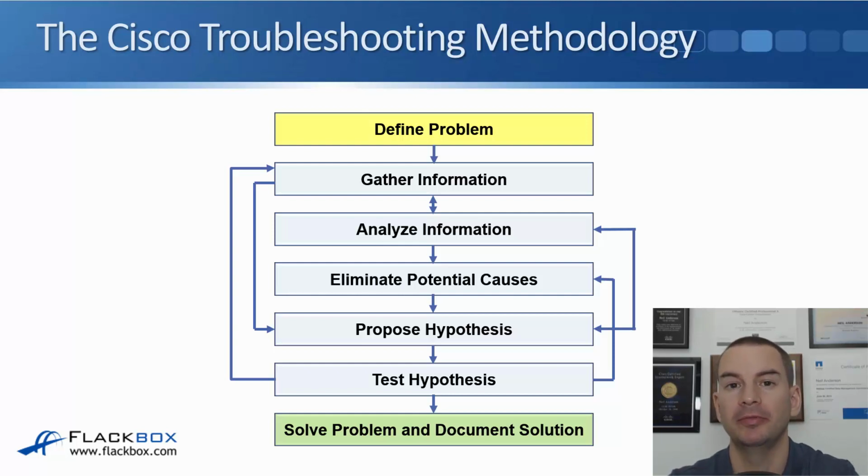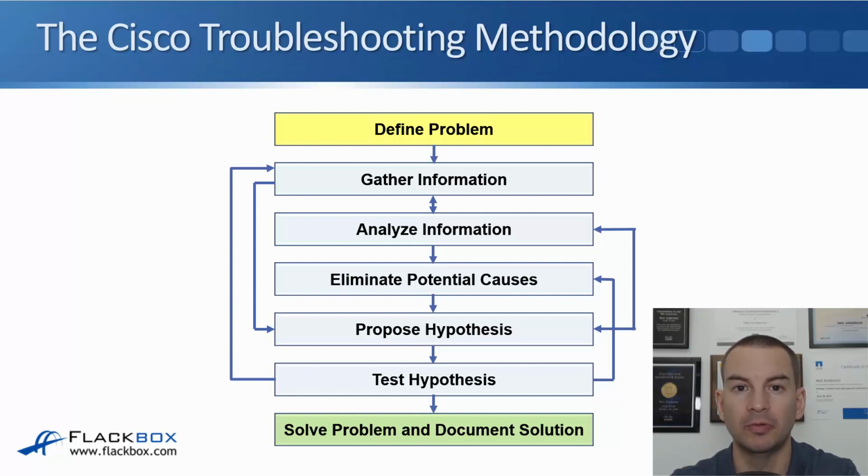So up at the top, the first thing to do is to define a problem. So clearly specify exactly what the problem is. Once you've done that, you then move into gathering information. So find out information about the problem. For example, let's say that we've got a connectivity problem. We would check to see if we can ping from the source to the destination.